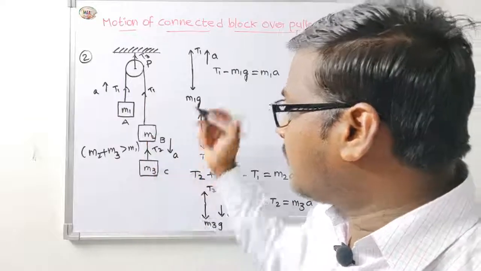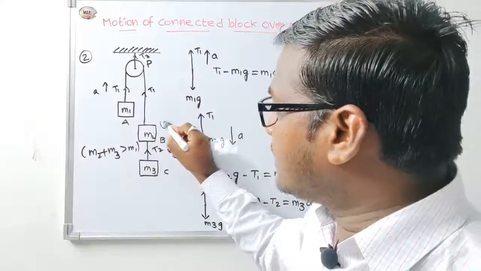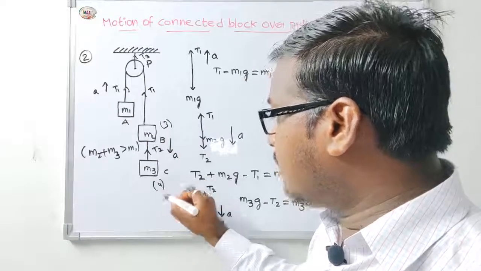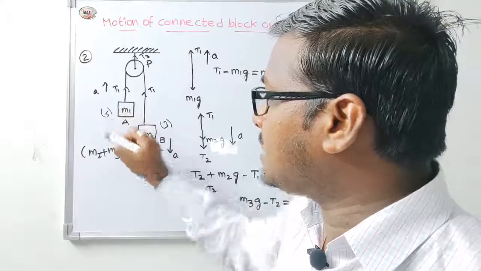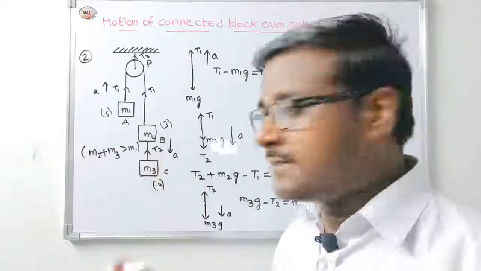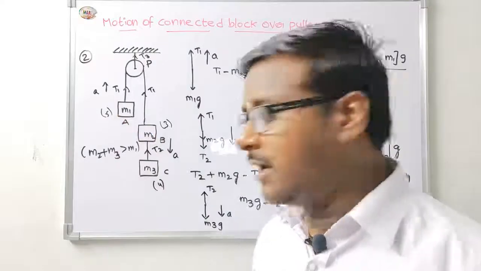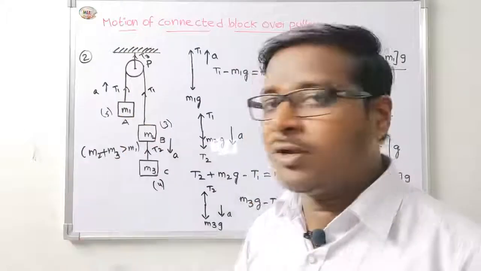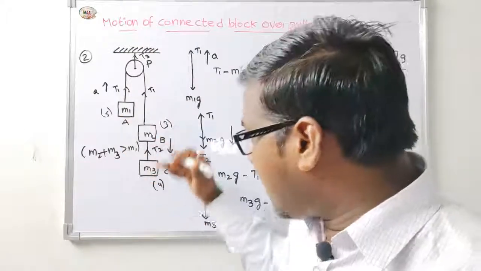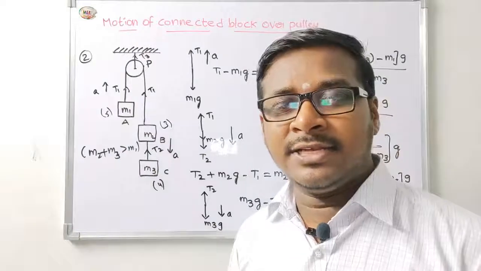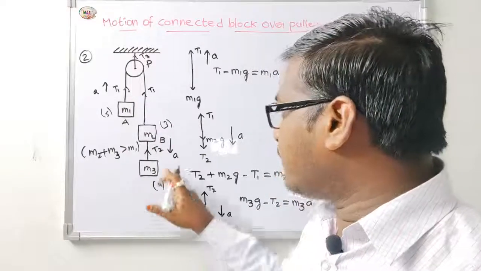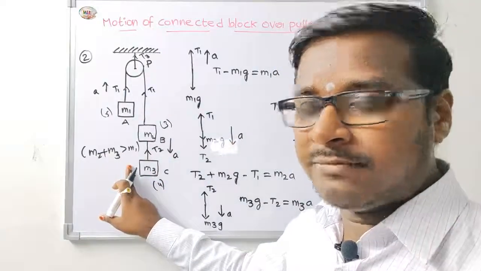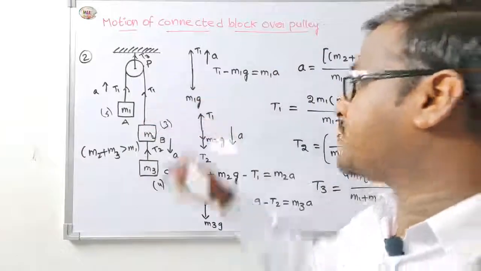For example, m2 mass is 3 kg, m3 mass is 4 kg, and m1 is 5 kg. 4 plus 3 is 7, and 7 is greater than 5. In this one, m2 and m3 together have more mass compared to m1, so the acceleration acts in the downward direction. Acceleration depends upon the mass. m2 plus m3 is greater than m1. Then write the equations and the simplifications.